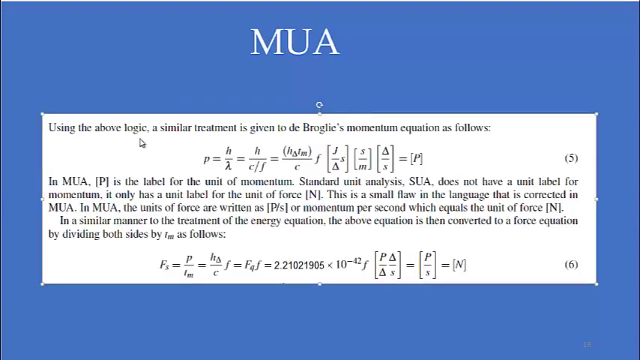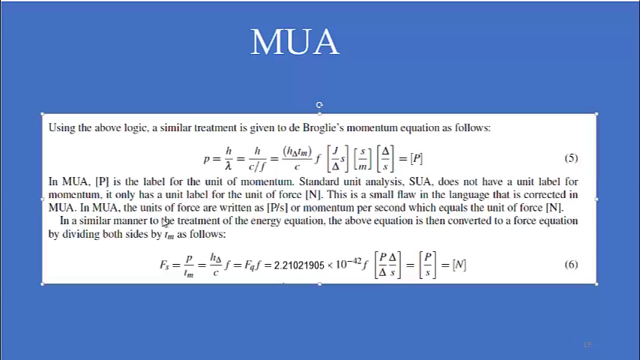Using similar logic, a similar treatment is given to de Broglie's momentum equation as follows. In MUA, P is the label for the unit of momentum. Standard unit analysis, SUA, does not have a unit label for momentum. It only has a unit label for force, or the Newton. This is a small flaw in the language, but it is corrected in modified unit analysis.